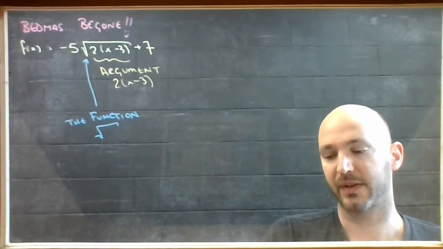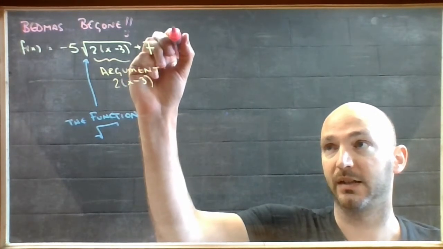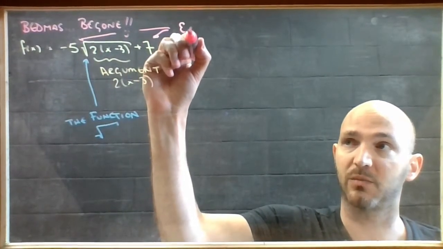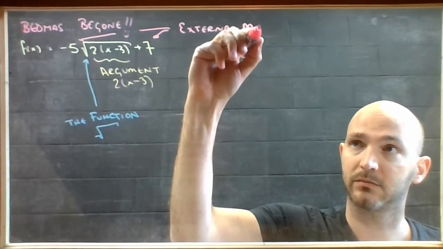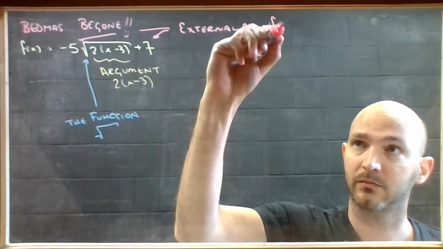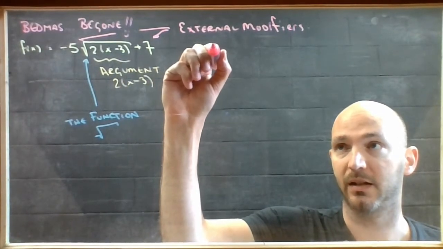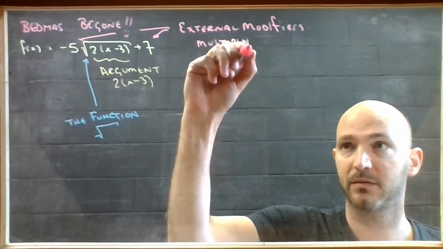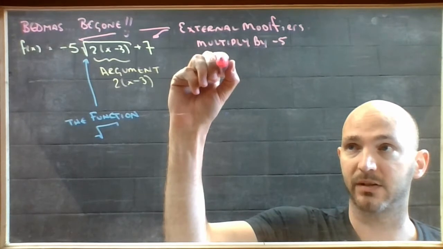And all the stuff that's on the outside is the least important thing to the function. That's this and this here. These are external modifiers. So we have a multiplication by -5, and we have add 7.